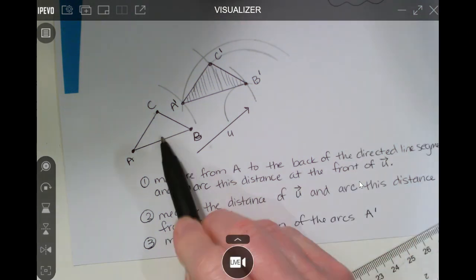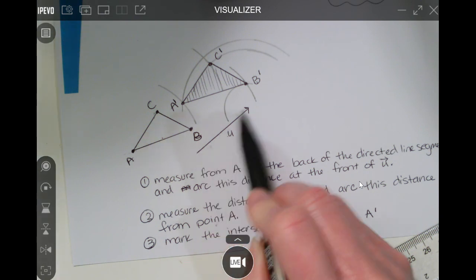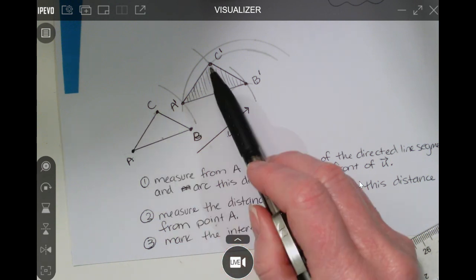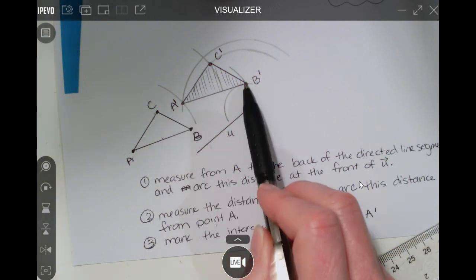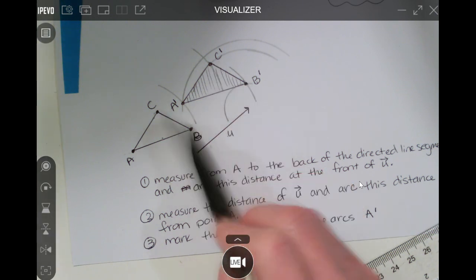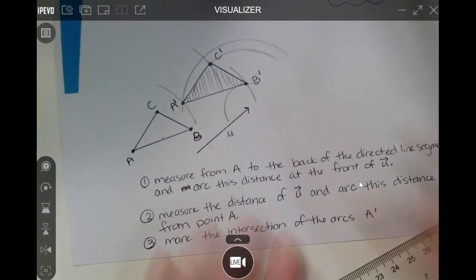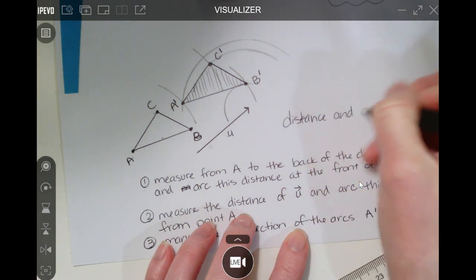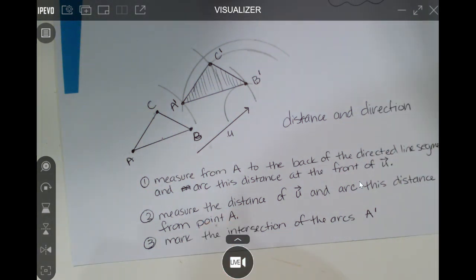It's this triangle that has been translated this distance in this direction that's shown to you by the directed line segment U. Notice AC and A prime C prime are parallel. Notice that AB and A prime B prime are parallel. Notice that CB and C prime B prime are parallel. Notice too that they're the same length. So my translation had both distance and direction. That's why I needed the 2 arcs to be able to find my A prime, B prime, and C prime.